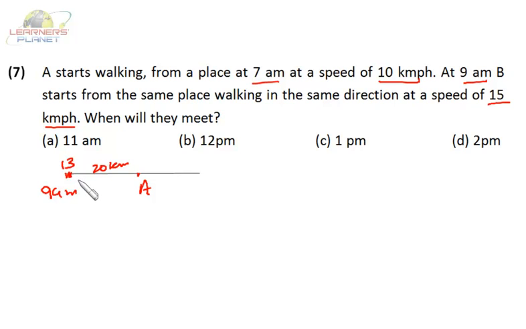Okay, just try to understand the concept of relative speed. Friends, every hour B is running 5 km extra than A. Now B has to run 20 km extra than A to meet him. So per hour he is running 5 km extra, so to run 20 km extra, he should walk for 4 hours.